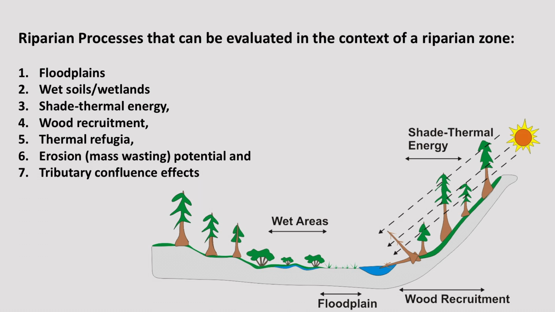So where are the areas where there will continue to be cool water as the temperature warms? Erosion potential along the stream can be encompassed in the riparian zone. And then tributary confluence areas can be considered as biological hotspots in many areas. And so these are all things. And you might be able to add to this list.